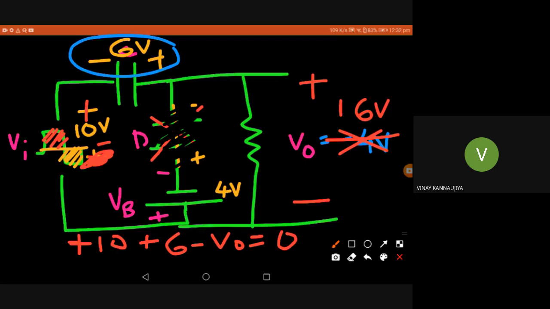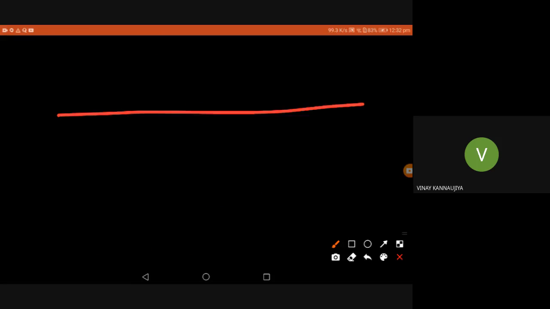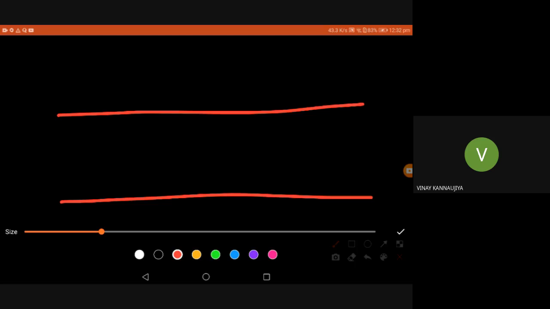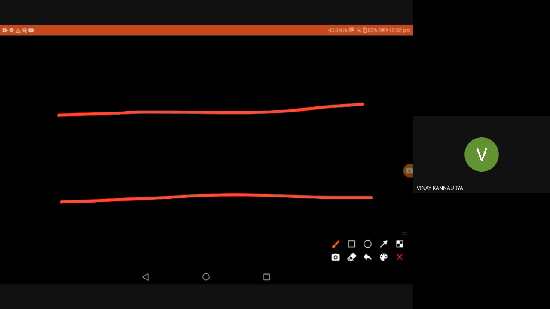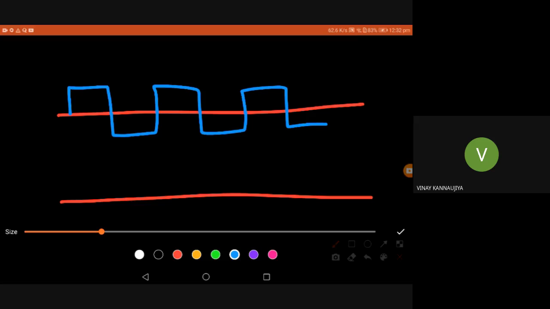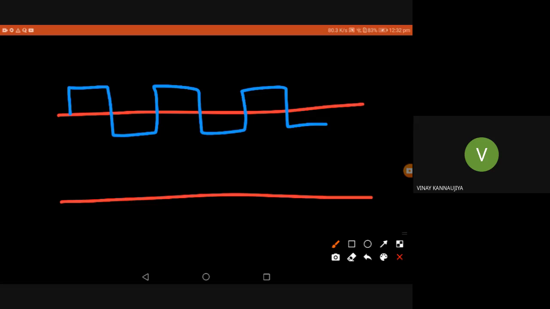Now what will be my output? This is for input, this is my output. Input is a simple waveform. Output, what did I get? In the negative cycle I got minus 4, right? Minus 4 in the negative cycle, and plus 16 in the positive cycle. Something like this.